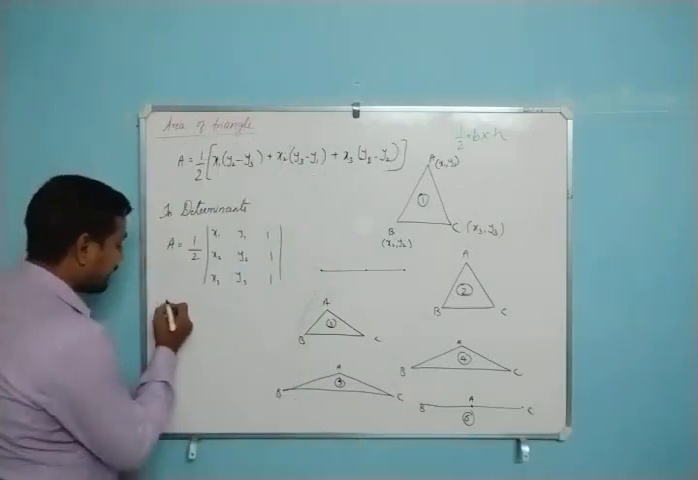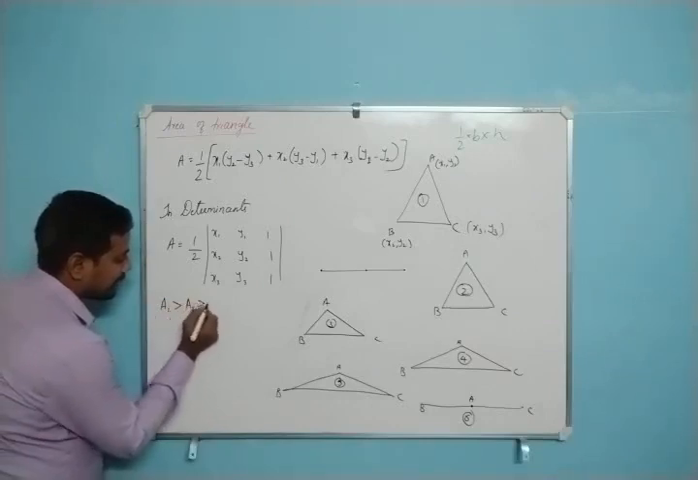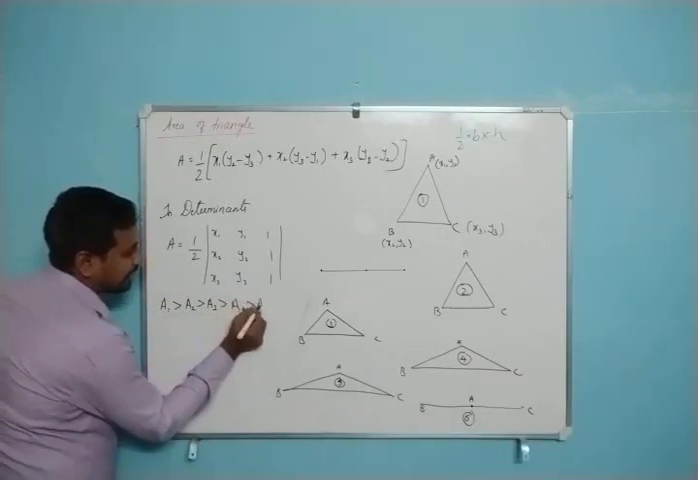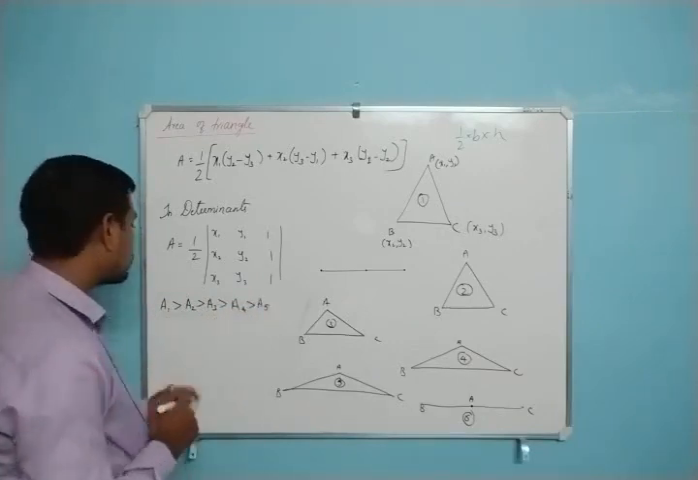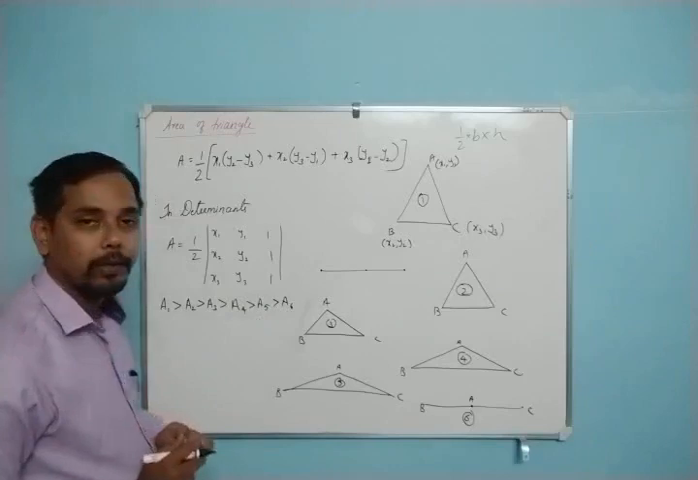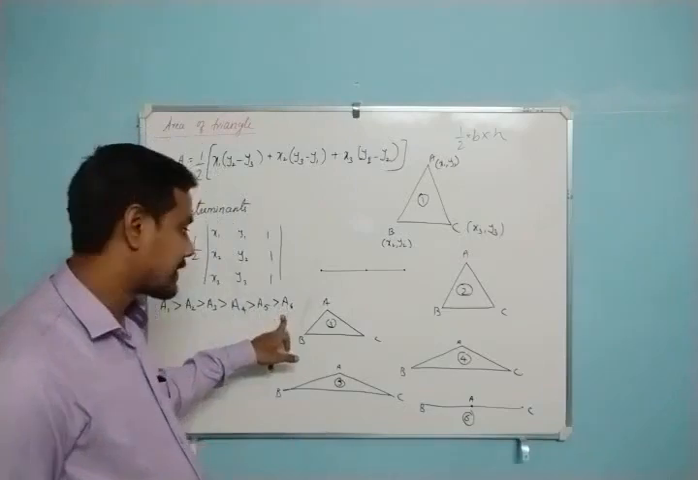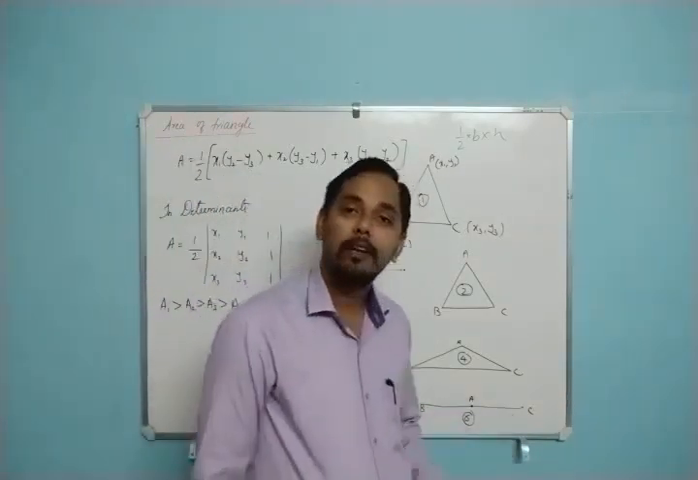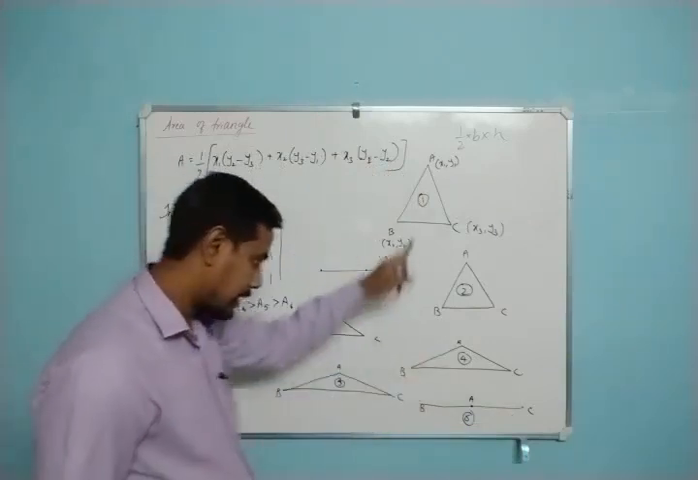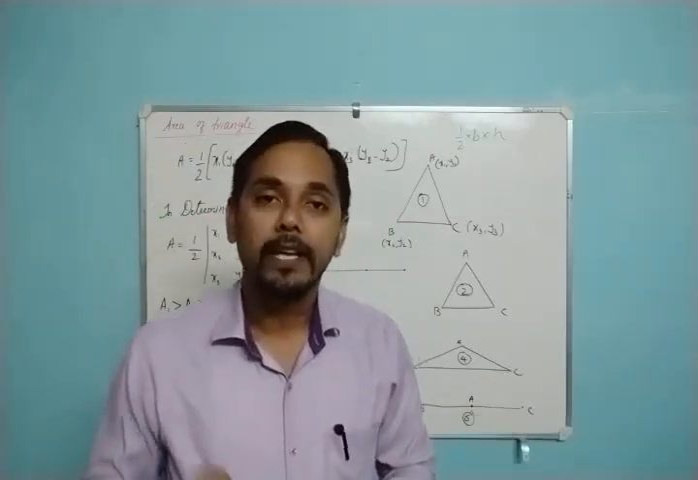So I can write A1 is greater than A2, greater than A3, greater than A4, greater than A5, which is greater than A6. So A1 is greater than A2, A2 is greater than A3, and so on, and the least area is A6, right? But now observe the area of this triangle A6. It goes on reducing, and when the point A lies on BC, the area of the triangle becomes 0.